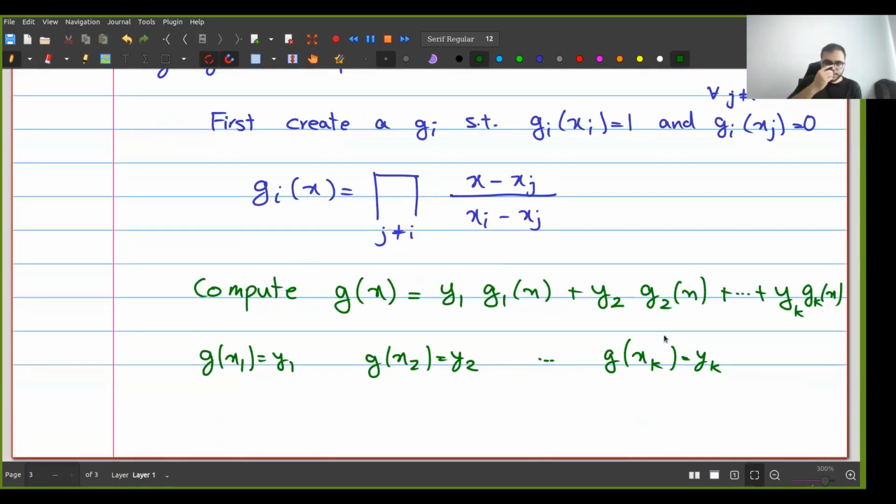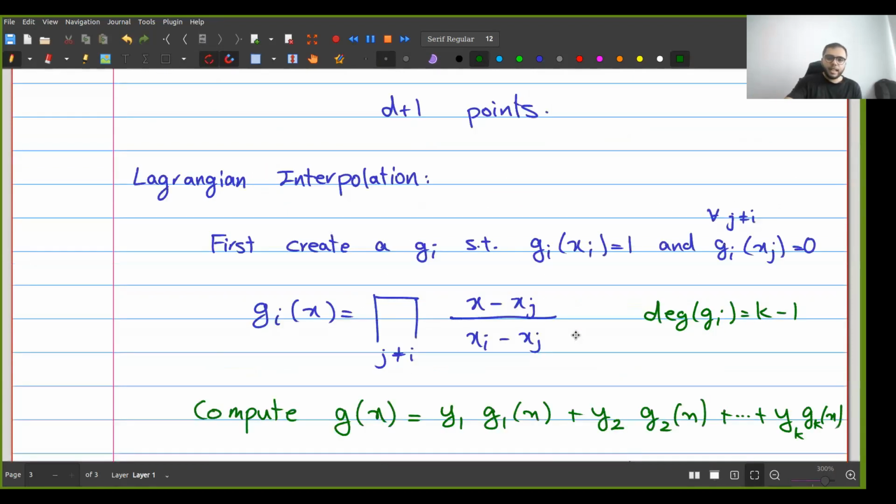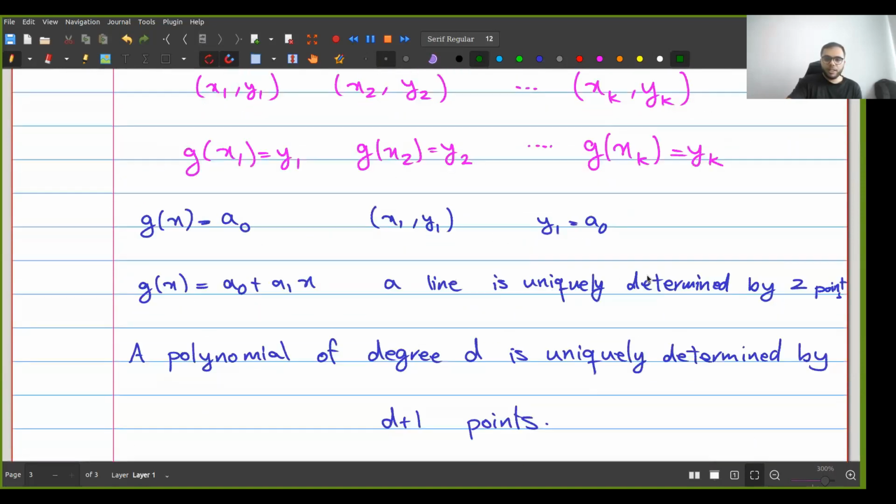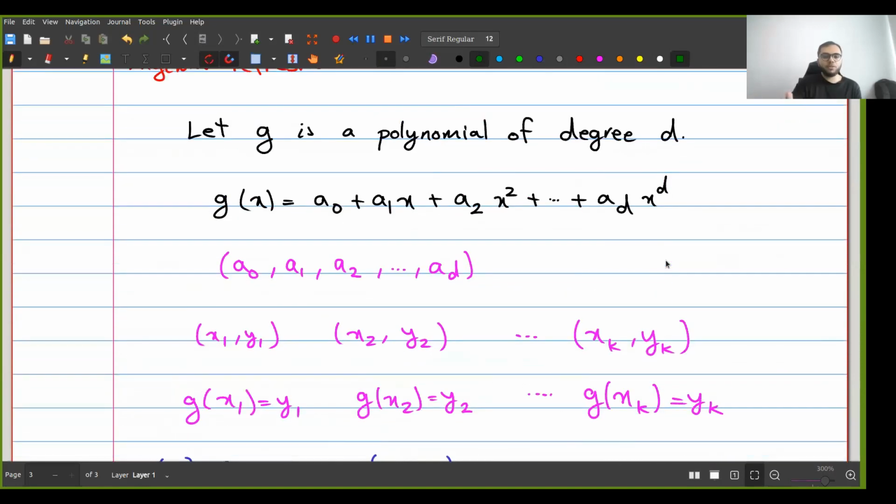Now, but what is the actual degree of these things? If I have k points, what is the degree of this gi? The degree of gi is actually k plus 1. Sorry, k minus 1. Because I'm multiplying k minus 1 different monomials here. So the degree of gi is k minus 1. So in other words, if I want to encode a polynomial of degree d, I need to have d plus 1 points.